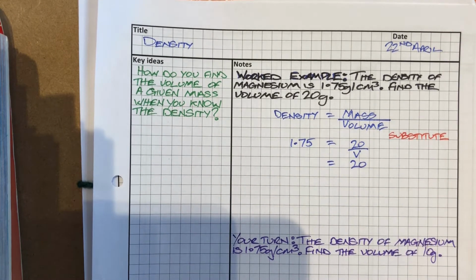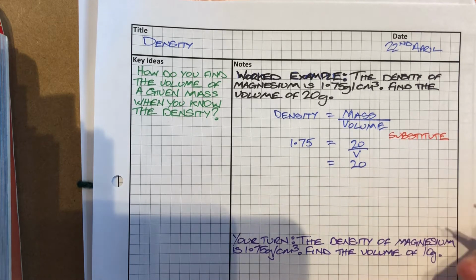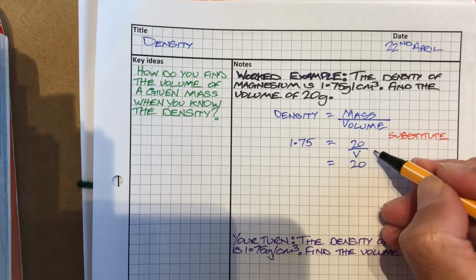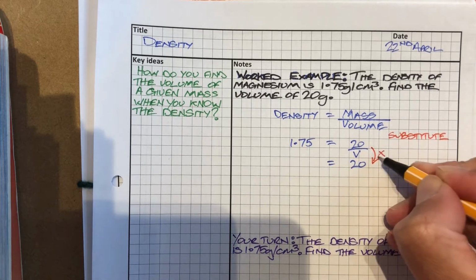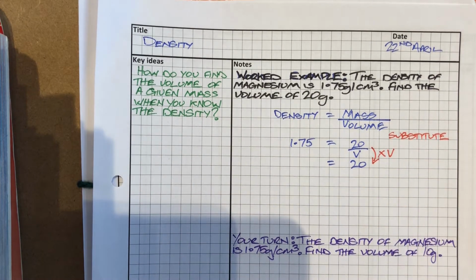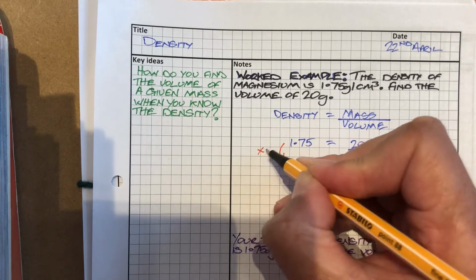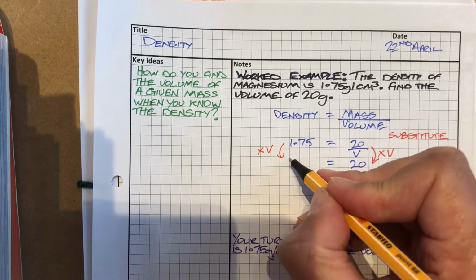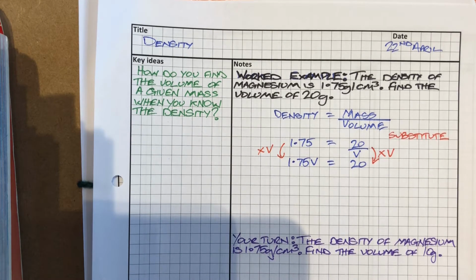It's gone. How did I do that? Well, I remembered that over V, over something means divided by that. So we've got a divided by V on this side of the question. I want to get rid of divided by V, so I multiply by V. If I multiply by V on this side, then I multiply by V on this side. And that gives me 1.75 V.